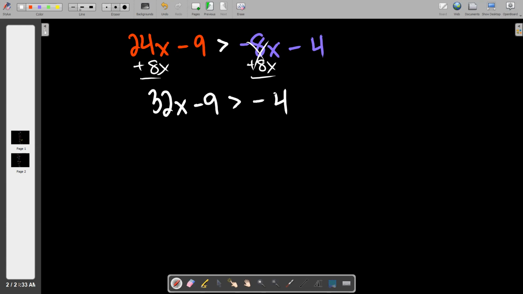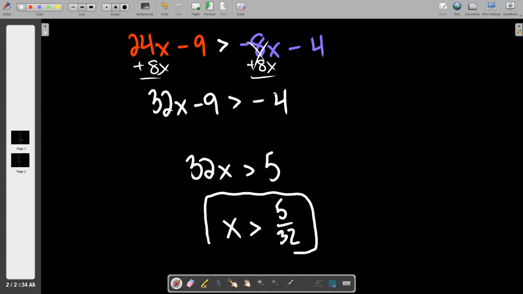What's the next step? Add 9. Negative 4 plus 9 is? Definitely positive 5. Last step. Giving me an answer of x is greater than the fraction 5/32, like that. Okay. How'd that feel?